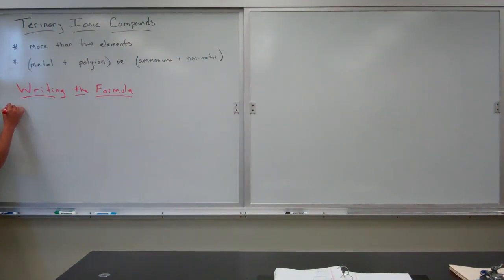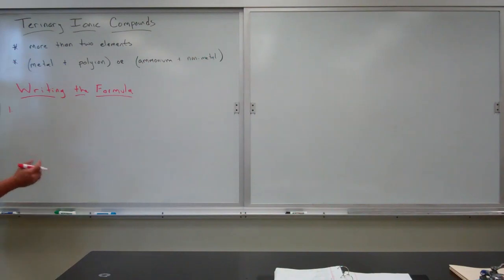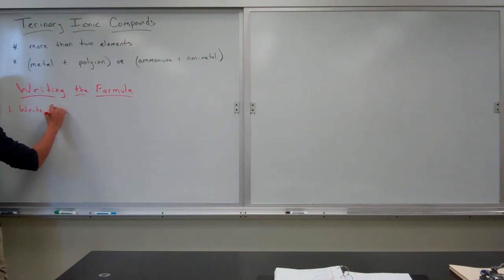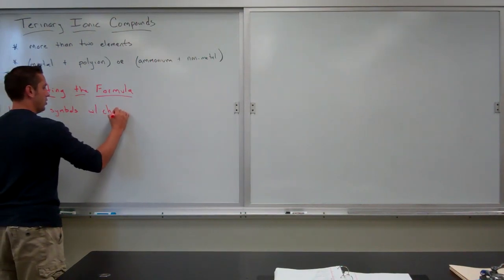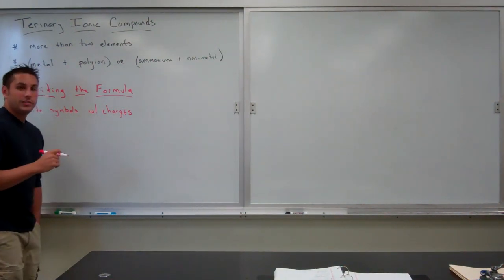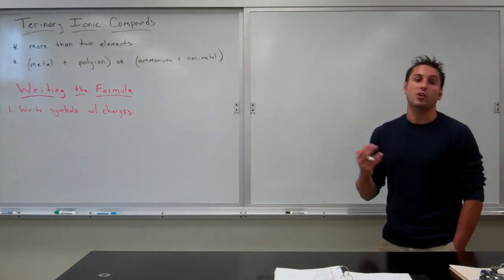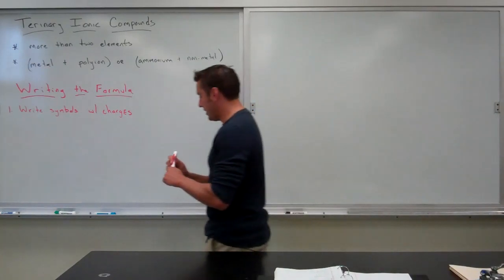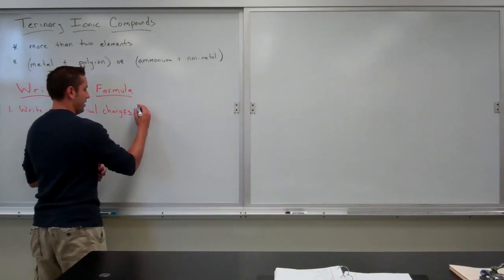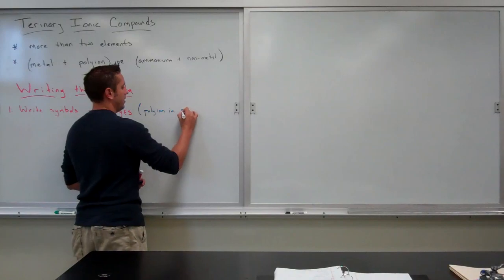So if I want to write the formula for a ternary ionic compound, the first thing I will do, just like before, is write symbols with charges. The only difference this time is that one of your symbols is going to be a polyatomic ion, something that has more than one thing in it. So write symbols with charges, and then I'll add just a little bit here that sometimes it helps to put the polyion in parentheses.